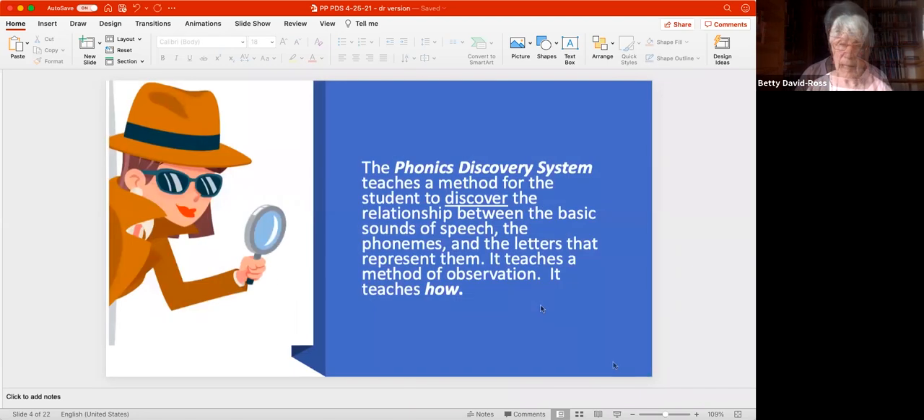The Phonics Discovery System teaches a method for the student to discover the relationship between the basic sound units of speech, also known as the phonemes, and the letters that represent them. It teaches a method of observation. It teaches how to figure it out on your own, how to use the knowledge you have to figure out something new.